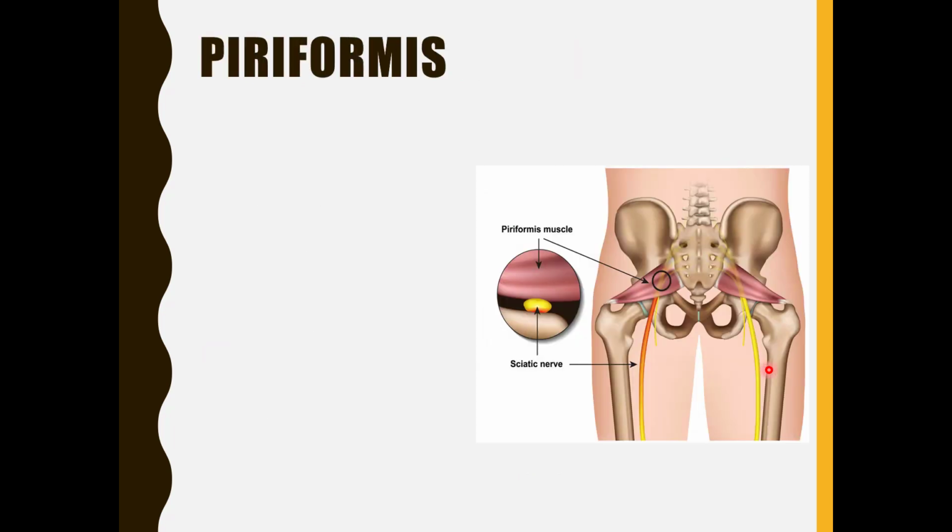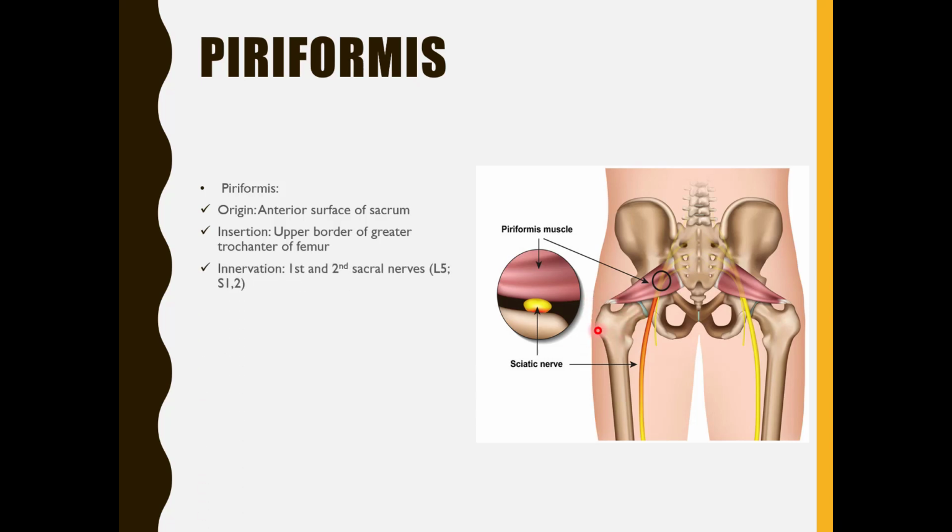Now the piriformis muscle. See here, piriformis muscle. It is a pear-shaped muscle. Piri means pear-shaped. It originates from the anterior surface of the sacrum. Can you see here? It originates from the anterior surface of the sacrum and is inserted over the upper border of the greater trochanter of the femur. It is innervated by the first and second sacral nerves, L5, S1 and S2.